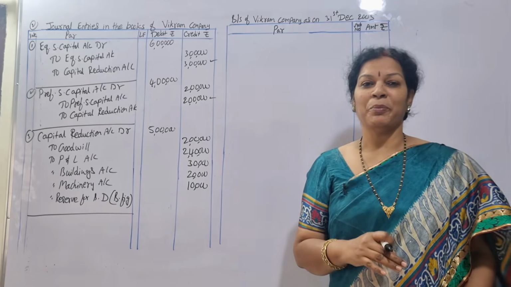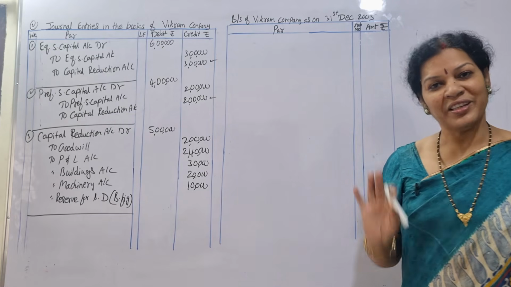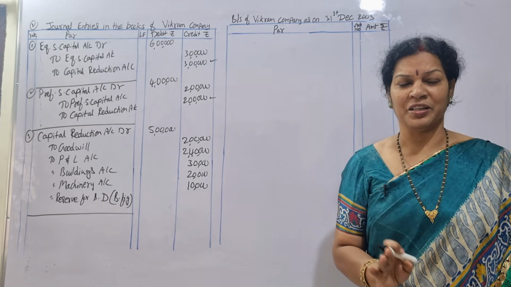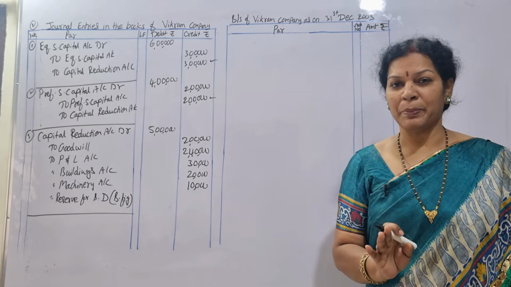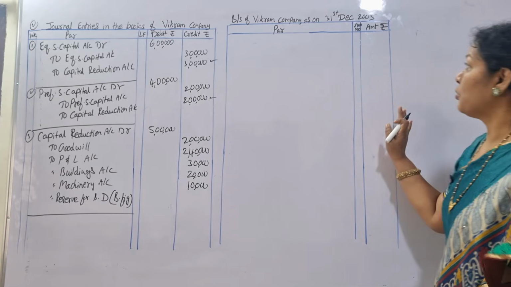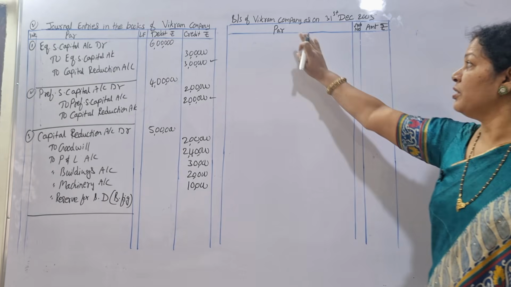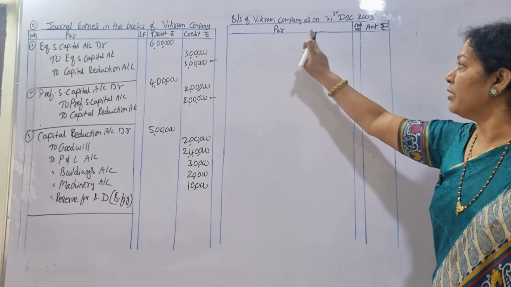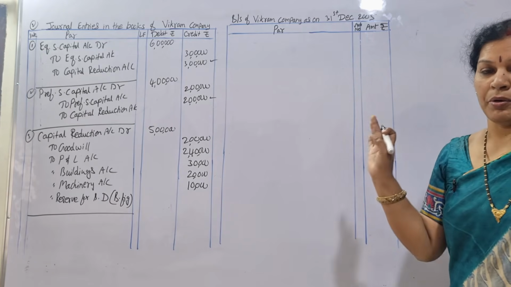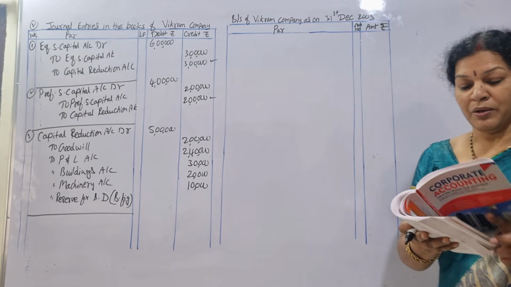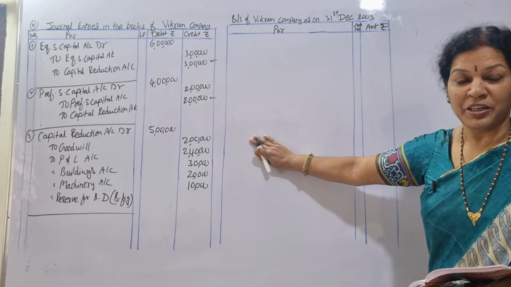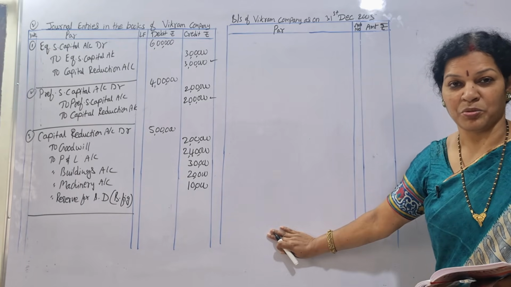In the previous problem we prepared the capital reduction account. Now here we have to prepare the balance sheet. Balance sheet, as I told you, not in T format. We have to prepare in vertical format. So the format I already wrote. A balance sheet of Vikram company as on 31st December 2005. Particulars, note number and amount in vertical. First of all, we'll see what we'll write on the top. Liabilities first. Then after that, assets we will write.